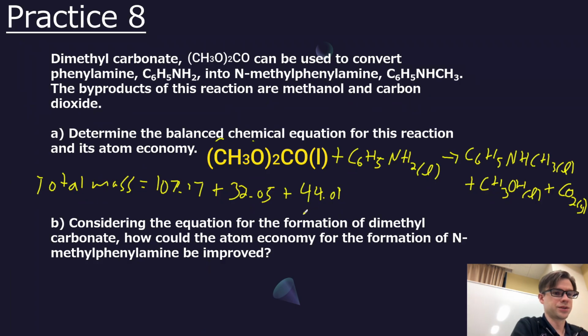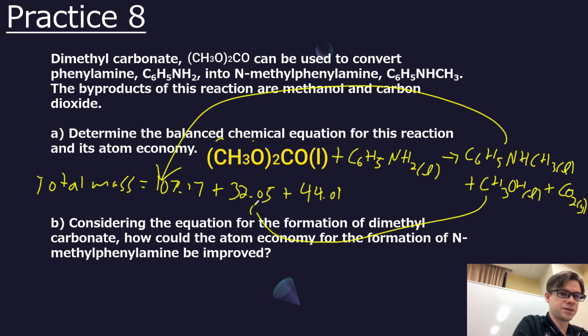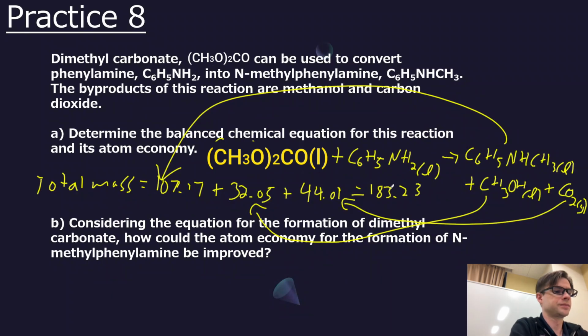Okay, so I took some shortcuts there with calculating all these masses, but just so you know, this is this, methanol is here, and CO2 is here. In total, this equals about 183.23. That's our total mass of the reaction mixture. And our target desired product is this one, 107.17.